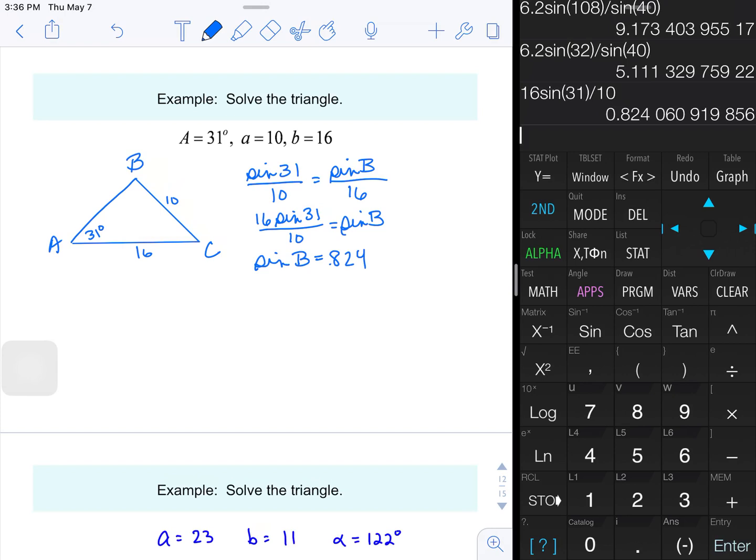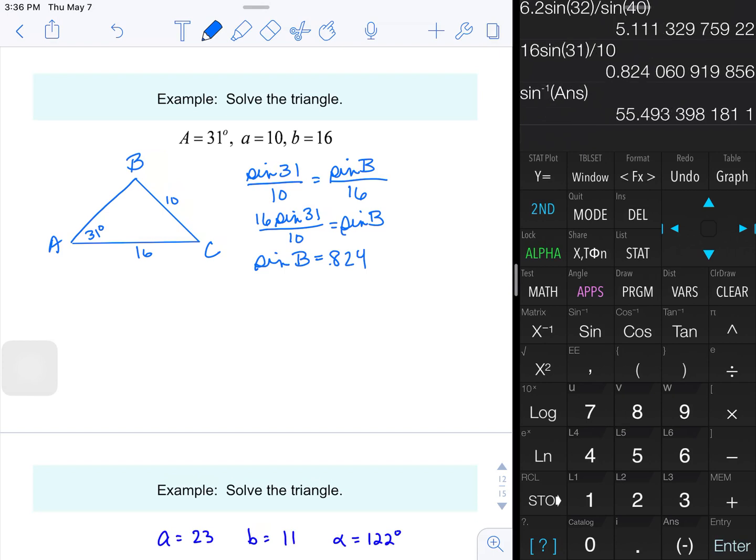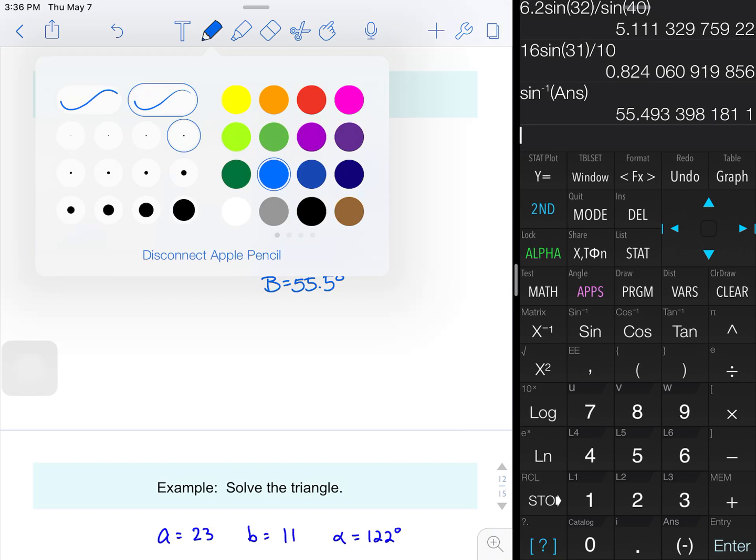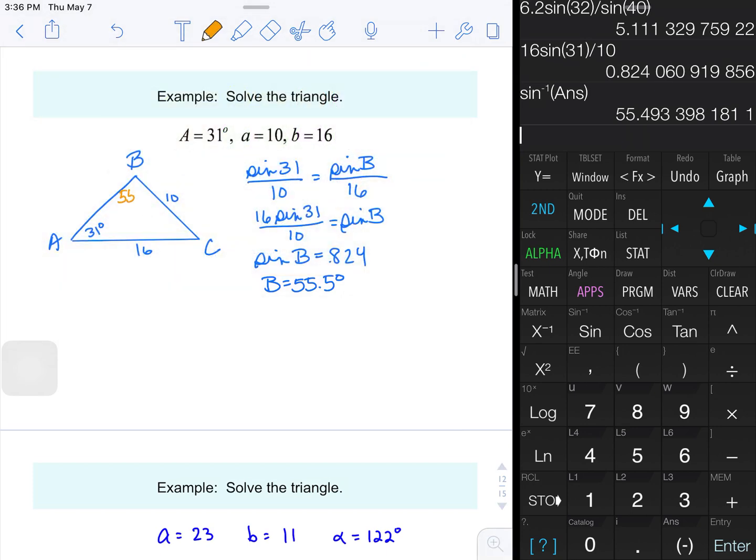Now, I'm going to solve for the angle by doing inverse sine. Second sine, second answer, so that I get that extended decimal and get as accurate an answer as possible. So now at this point, I know that angle B is 55.5 degrees. I'm going to change colors here. 55.5. Now here's the problem.